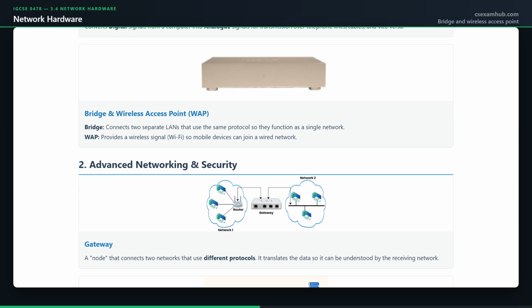The phrase "same protocol" matters because it is precisely what distinguishes a bridge from a gateway, in a moment. A wireless access point, a WAP, provides a wireless signal, Wi-Fi, allowing mobile devices to join a network that is otherwise wired. In most homes, the router, the modem, the switch, and the wireless access point are all inside one physical box supplied by the internet provider, which is why these distinctions feel artificial. They are still 4 different functions, and an exam question will ask about the function rather than the box.